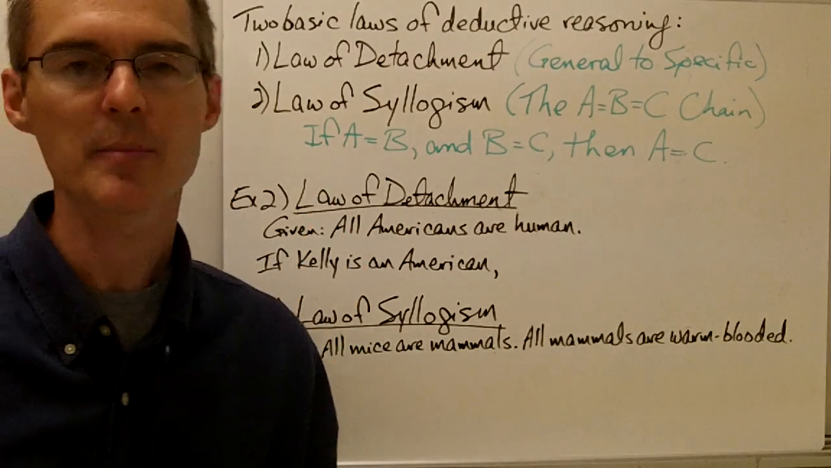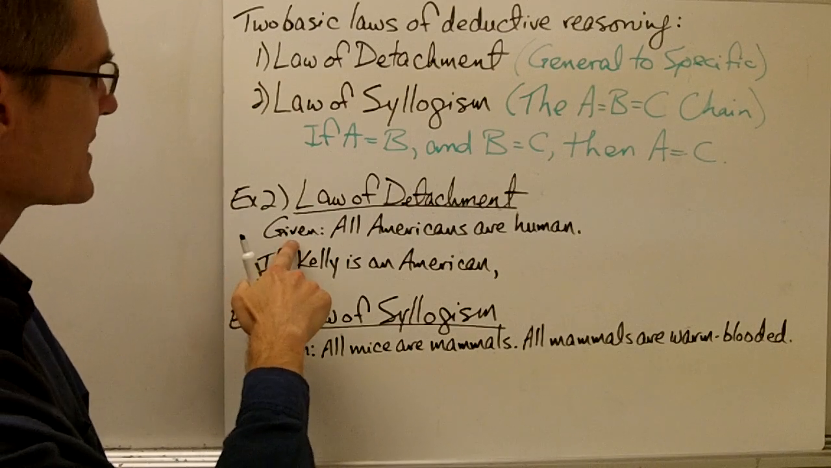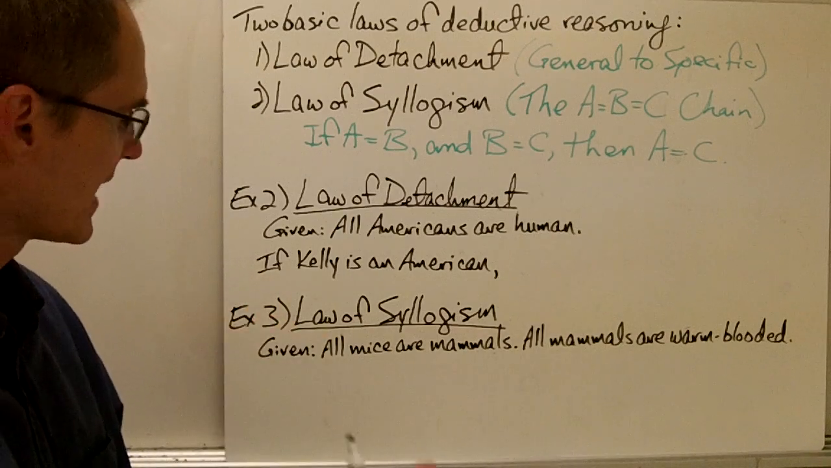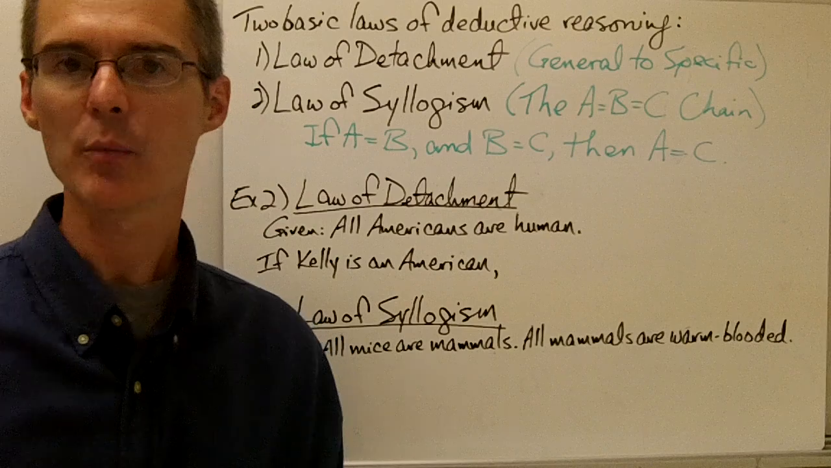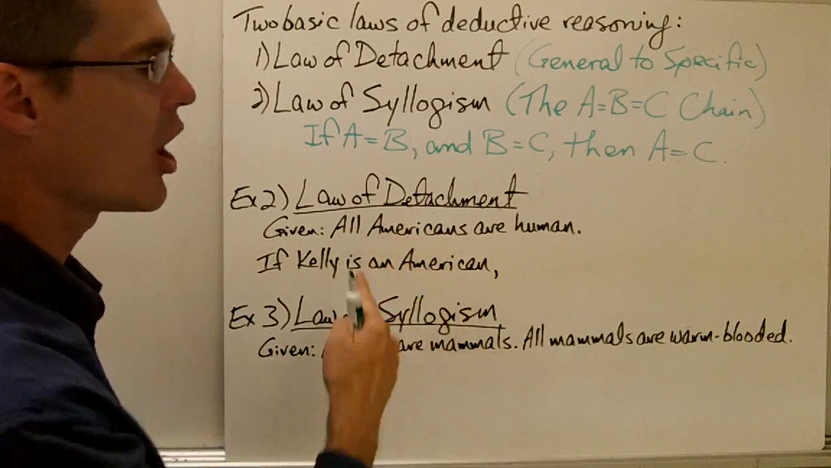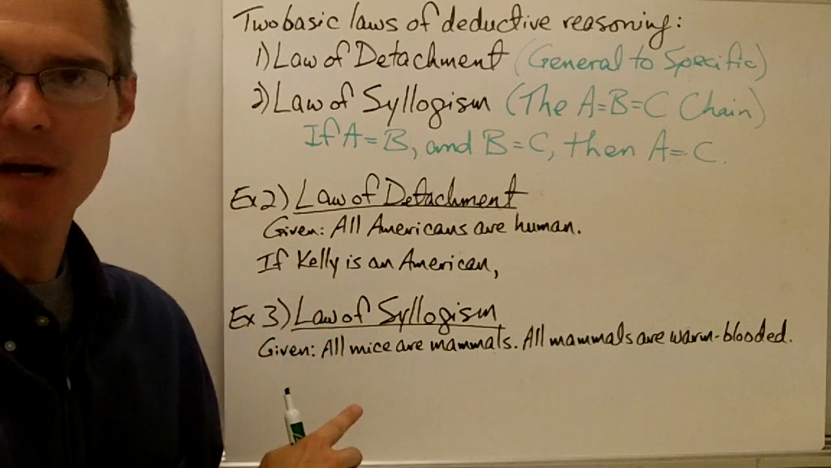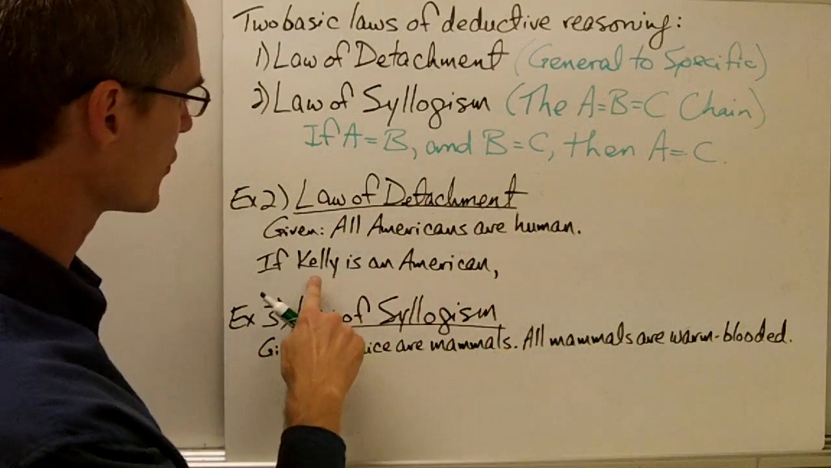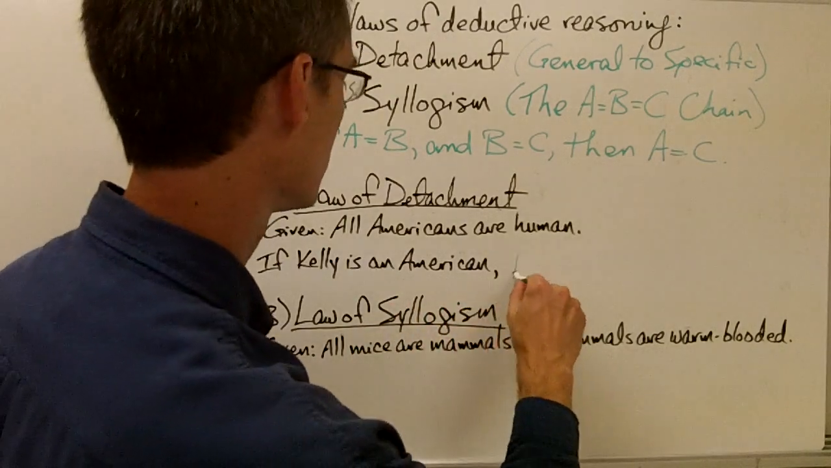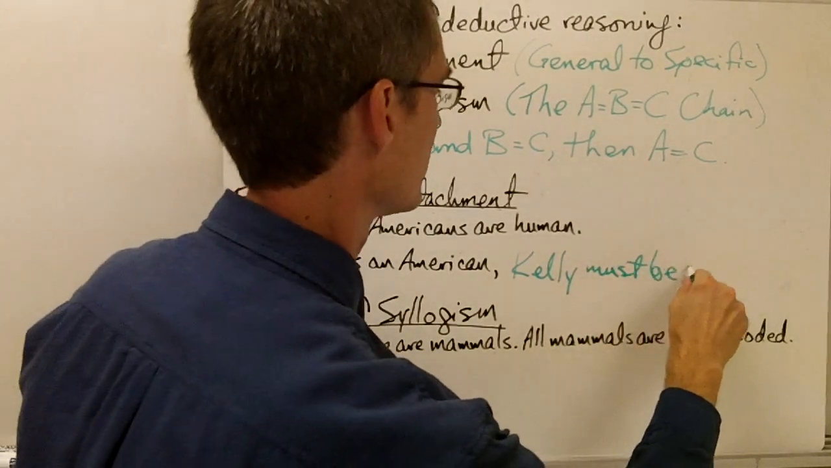So let's take a look at a couple of examples using these two laws of deductive reasoning. Example number 2. Our given statement, our given fact, says all Americans are human. And then we're asked, if Kelly is an American, what conclusion can we draw about Kelly? Well, notice our given statement is a general statement about all Americans. Then we're asked about a very specific American, Kelly. Well, since we know that all Americans are humans and Kelly happens to be a specific American, the conclusion that we would draw is that Kelly must be human.